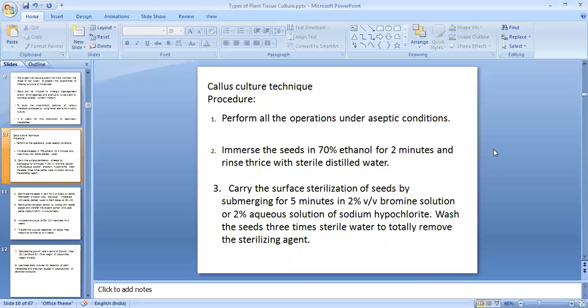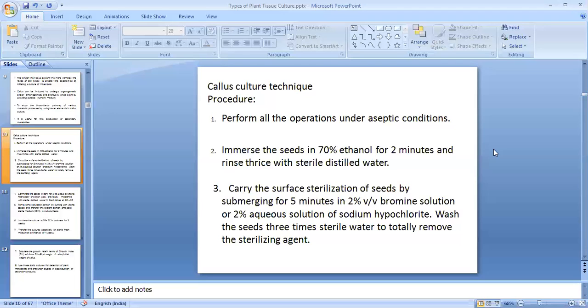And how will you perform the technique? What is the procedure to do the callus culture? Whatever operation you are doing, it has to be performed under aseptic conditions. Suppose you are selecting a seed. That seed should be immersed in 70% ethanol for 2 minutes, and it should be rinsed thrice with distilled water to remove all the alcohol present over it. And then the surface sterilization has to be done.